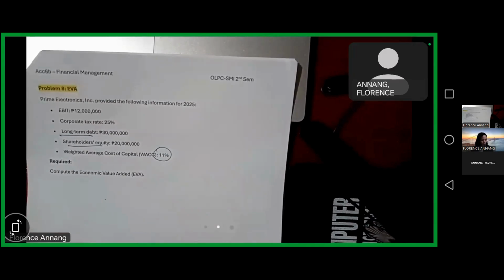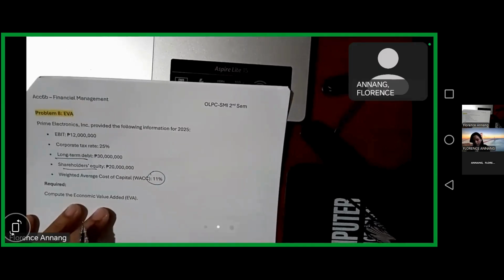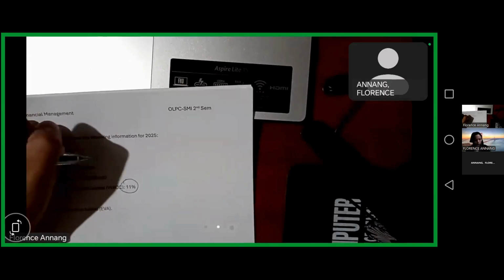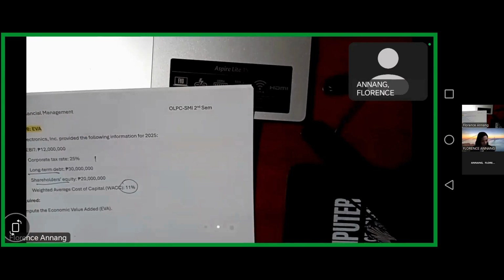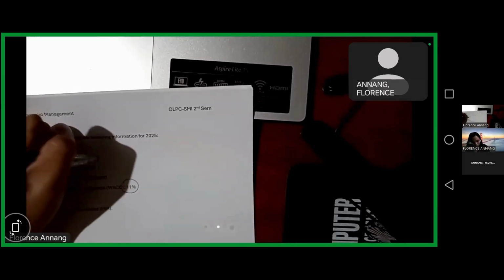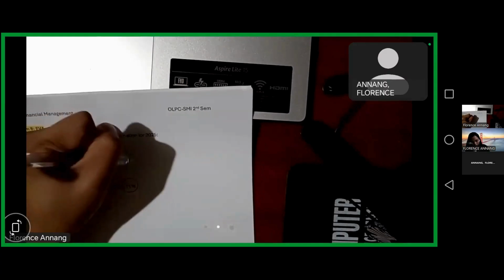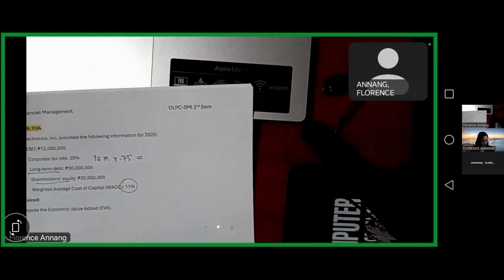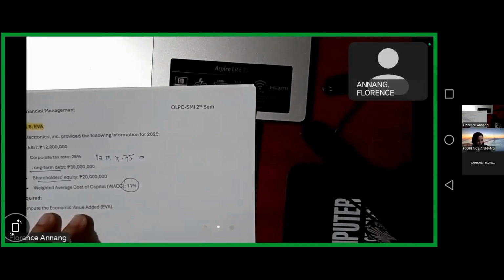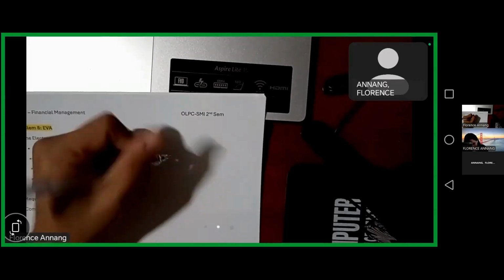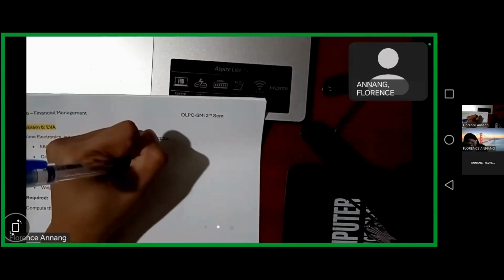You need to find your NOPAT. That is your EBIT times 1 less tax rate. So, magkano yung ating 1 less tax rate? 1 less 0.25, you have 75%. So, 12 million times 0.75, you get a NOPAT of 9 million. Ito yung ating NOPAT.